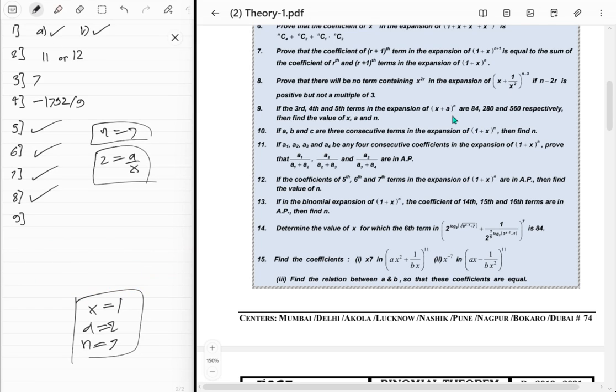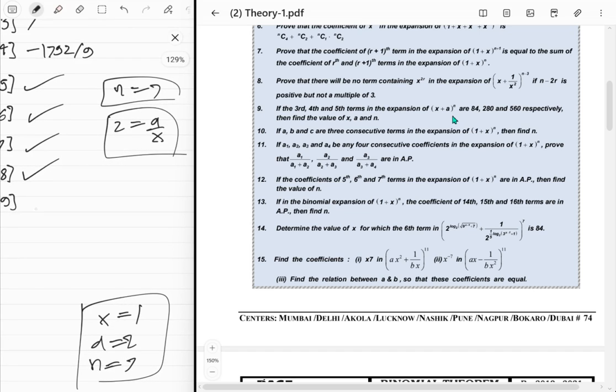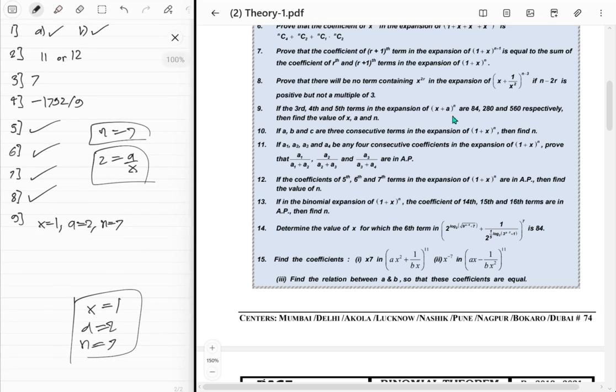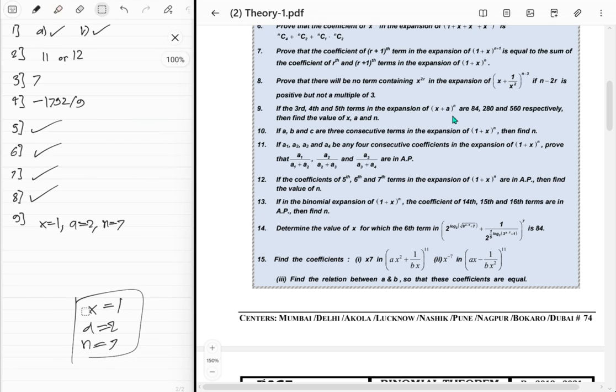So you want to find what? X, A, and n. Yeah. X is 1, A is 2, n is 7. This was long. Next.